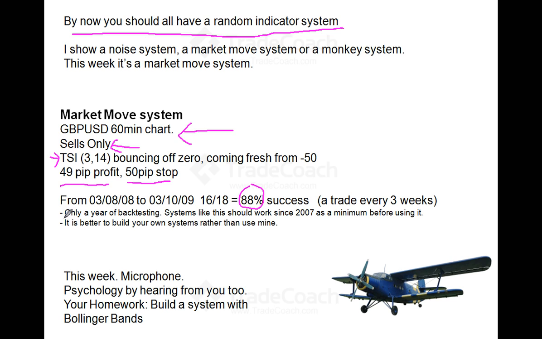I've made a comment here, it's only a year of backtesting. Systems like this really should work since 2007 before using them. And it's better to build your own rather than use mine where possible, as you have emotional responsibility for it and you own your work, so to speak. And if I forget, your homework for next week is to build a system on Bollinger Bands. But I'll probably go into that a little more, but if I forget, that's what I want you to do.